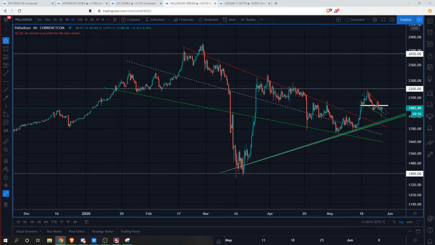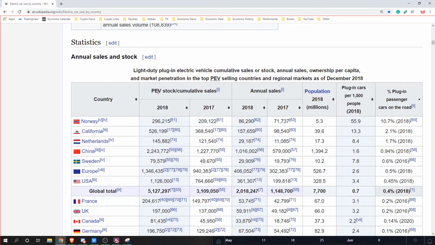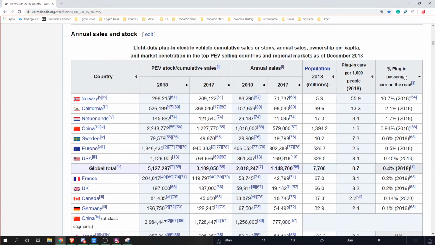And let's just quickly go over, for the final thing, the percentage of the EV cars on the road versus the total cars on the road. So this is the percentage plug-in passenger cars on the road for different countries. We can see Norway is taking the lead by far, with over 10% of all cars on the road being a plug-in EV, which is pretty unbelievable. But really every other country other than that is really far behind. We're seeing Netherlands at 1.7, China at almost 1%, Sweden at 0.6, and USA at almost 0.5%, where California is actually at 2.1, which isn't bad.